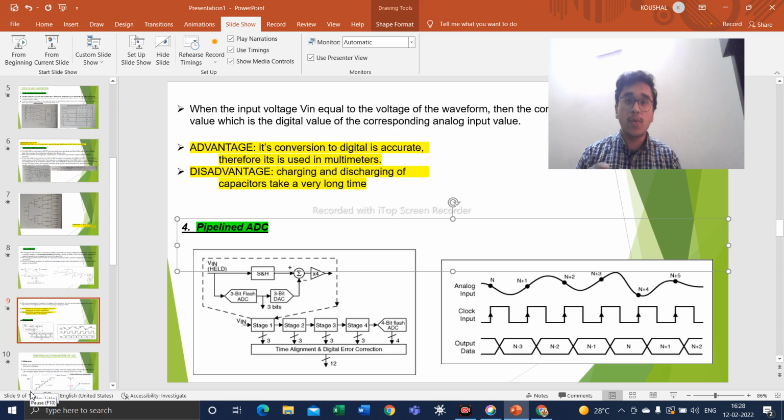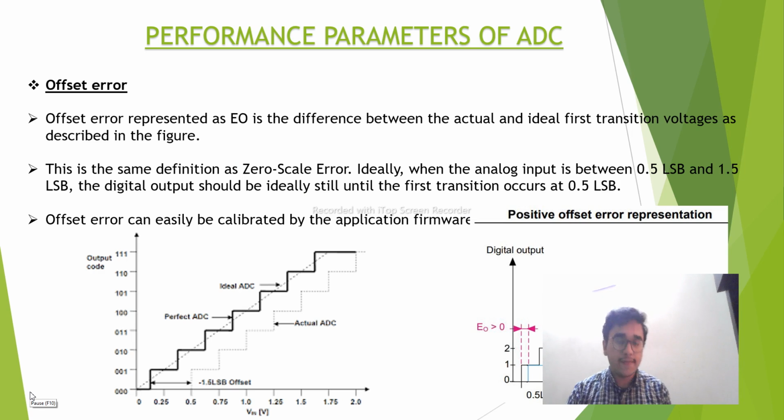So next we'll be looking at the performance parameters which affect analog to digital converters. The first performance parameter is the offset error. Offset error, as you can know, we can define as the difference between the actual and the ideal ADC curve in the first transition voltage, as described in the figure. We can compare this offset error to the zero scale error.